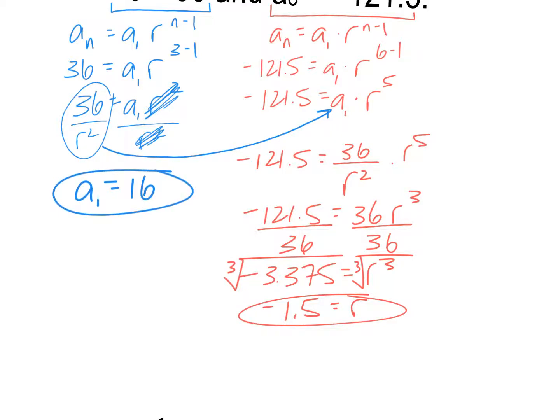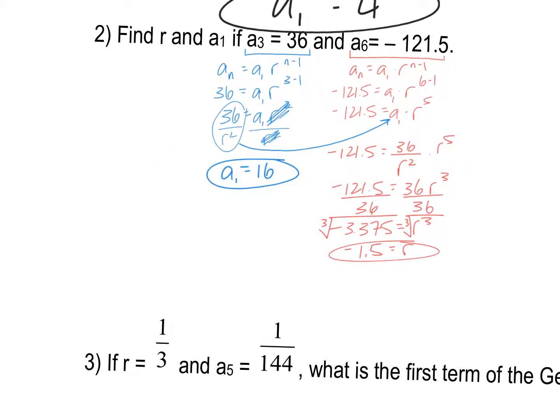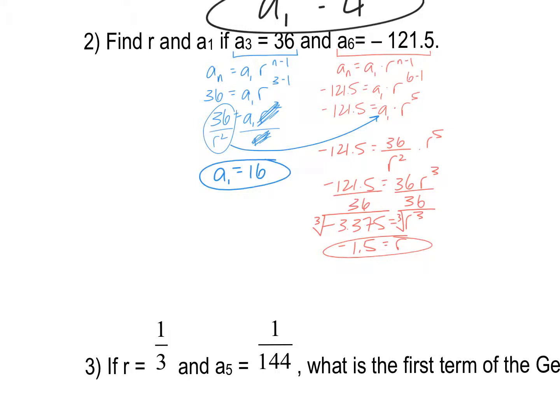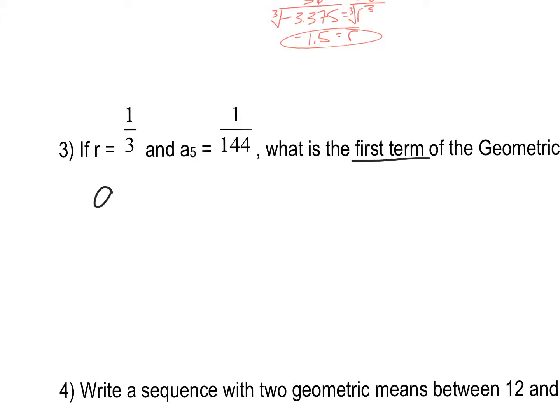So there's our substitution or elimination thing. You can be given two terms and you can still figure out what the A1 is and what the R is. I'm going to go through number 3 pretty quickly because you're given A sub 5 and you're given the R and it asks for the first term. So again, good habit, write down the formula first. Plug in everything you know.